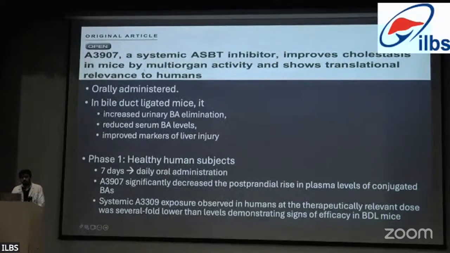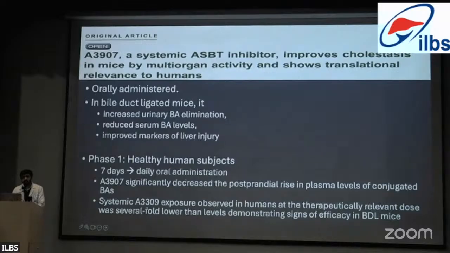So this was orally administered in a bile duct ligated model. And this found that using this inhibitor causes increased urinary bile acid elimination, reduced serum bile acids, and improved markers of liver injury. They had also utilized this in a phase 1 study, given in healthy human subjects for 7 days as a daily oral administration. They found that when they evaluated the serum bile acid levels, it was significantly lower in the postprandial period, which you would expect in these patients. So therefore, the molecule was acting at the ileal enterocytes.